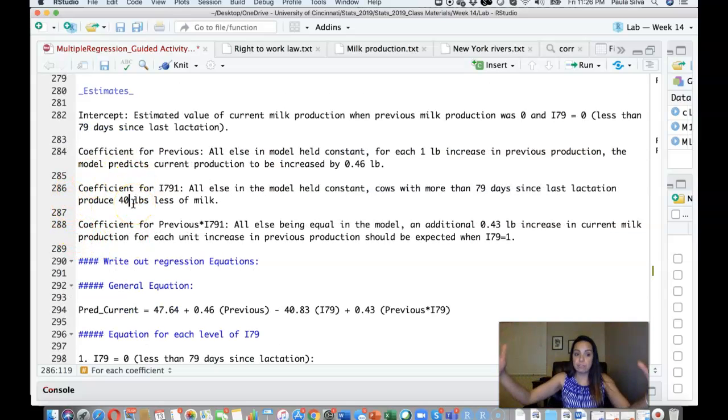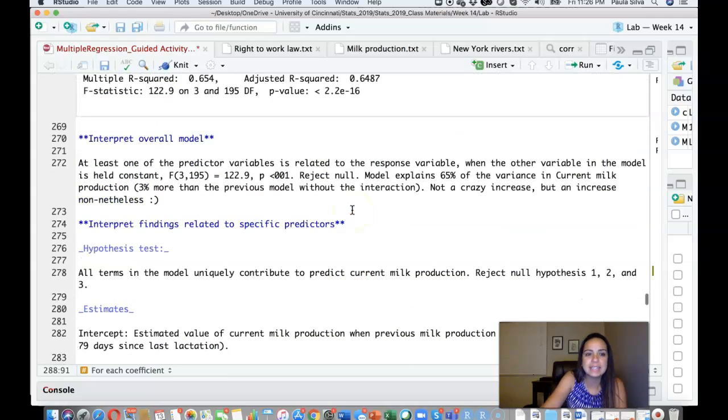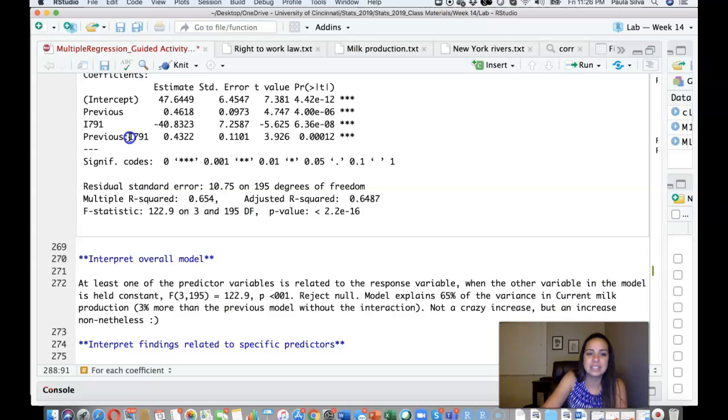But that's also not a general effect because the interaction effect is significant. So all else being equal in the model, an additional 0.43 pound increase in current milk production for each unit increase in previous milk production should be expected when I-79 equals 1, right? So it's like if cows have more than 79 days of lactation, then for each unit increase in the previous production, you have 0.46 plus 0.43.